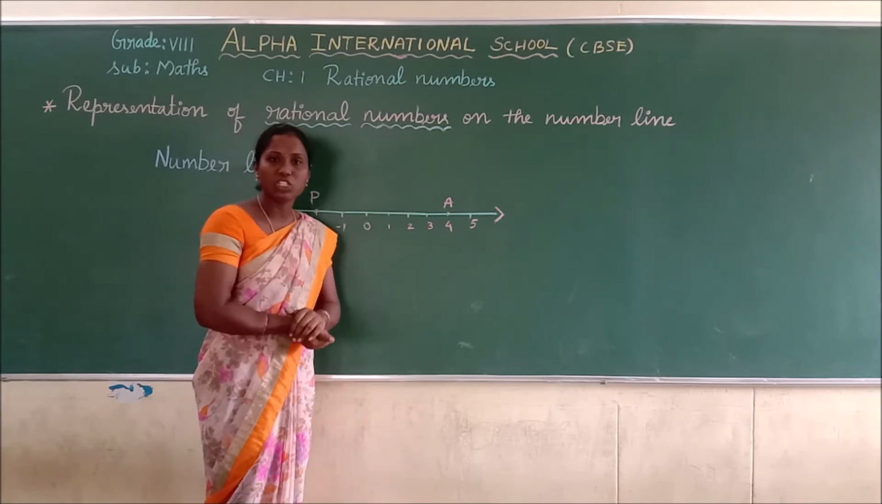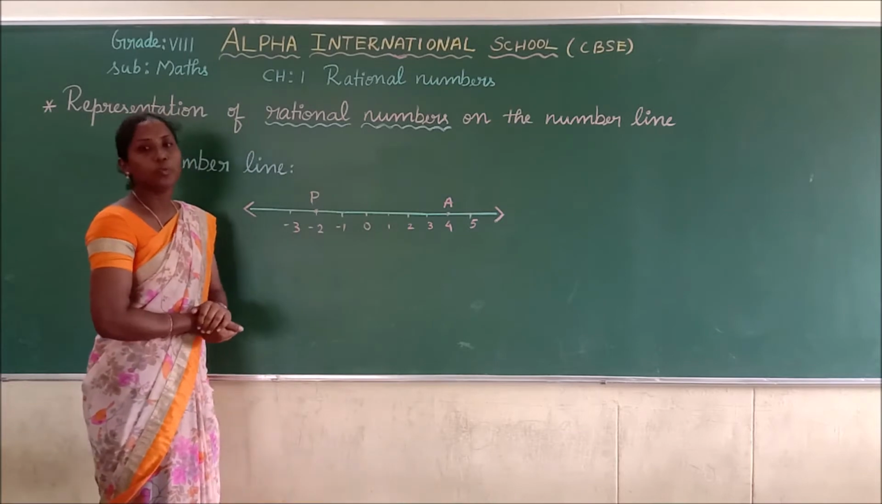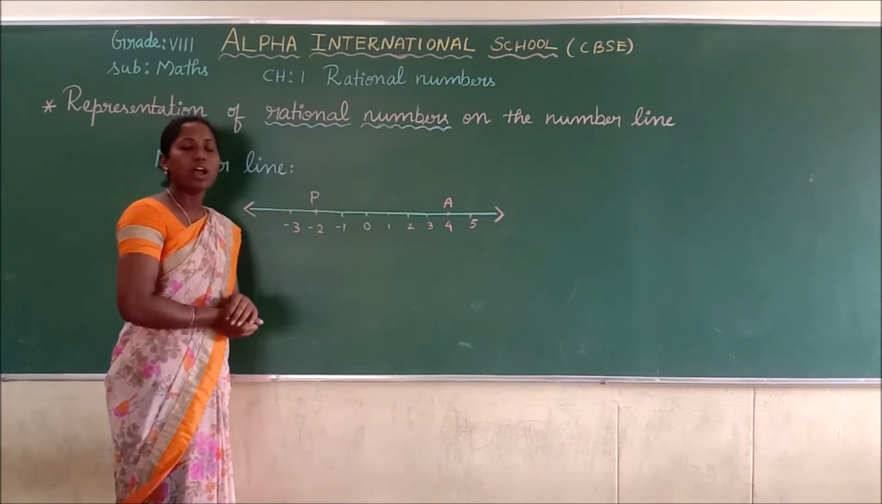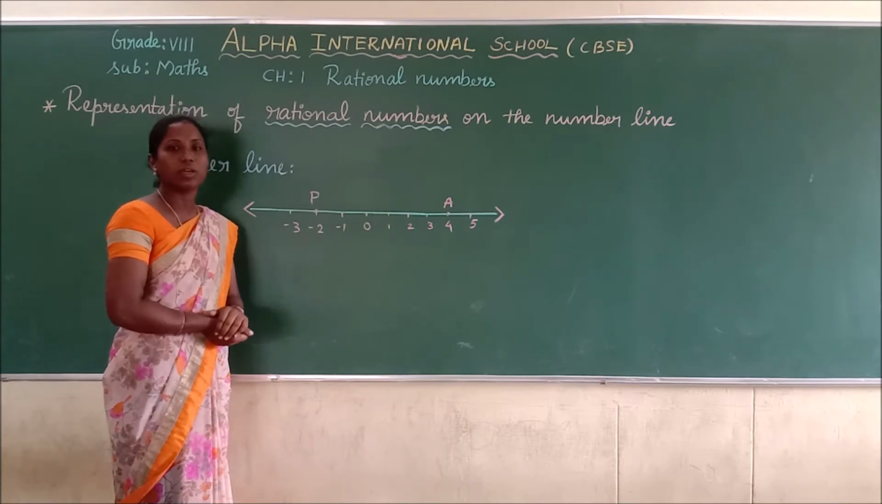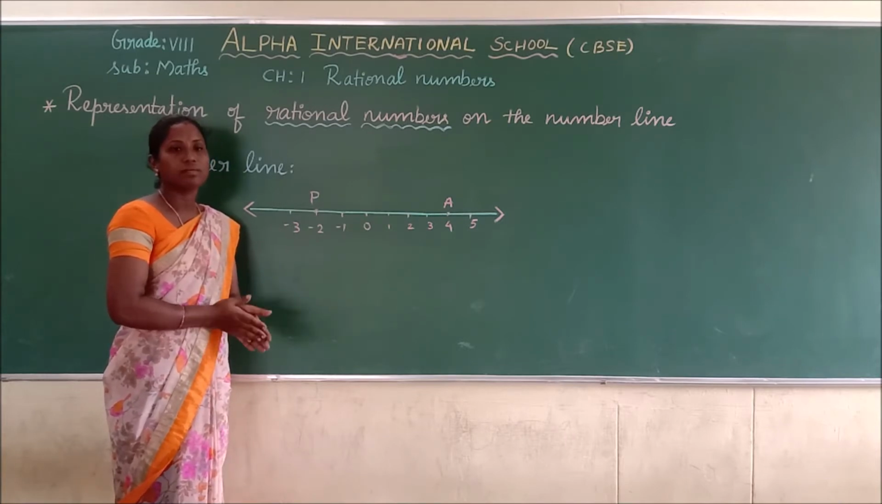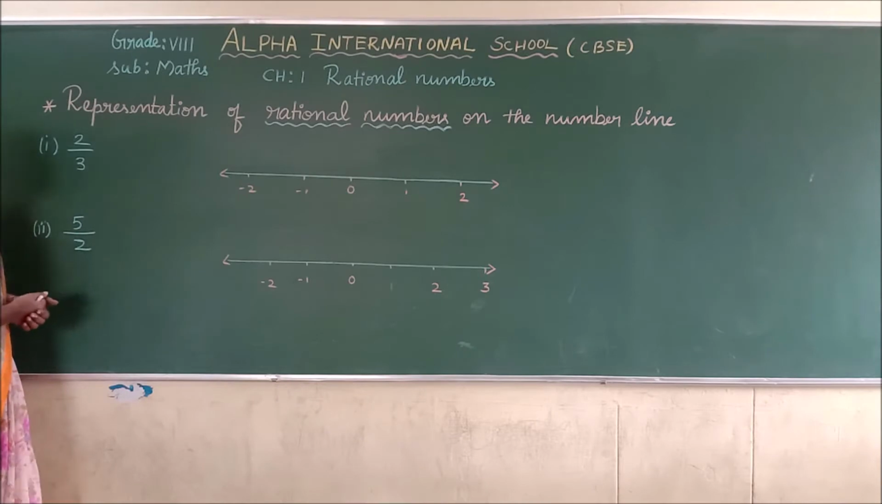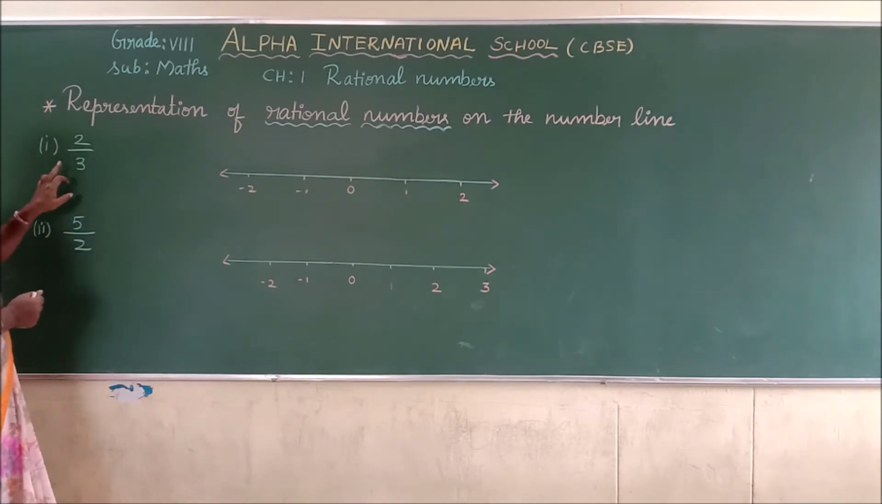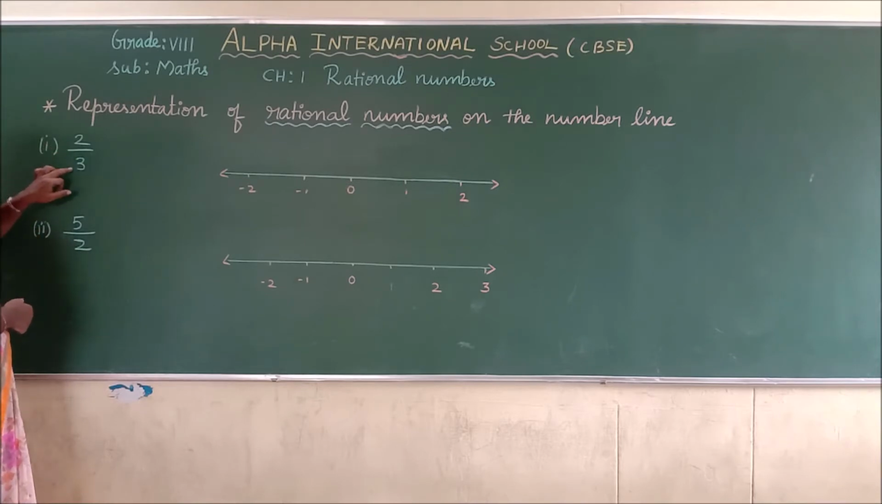But in this section, especially, we are going to see how to plot a rational number on the number line. So I have taken two examples. The first one is 2 by 3, the second one is 5 by 2. Let's see how to plot 2 by 3 on a number line.